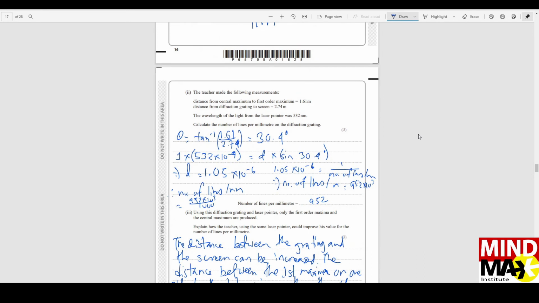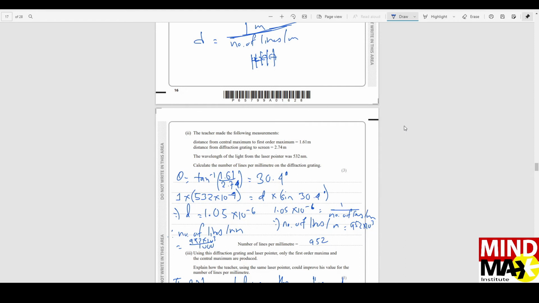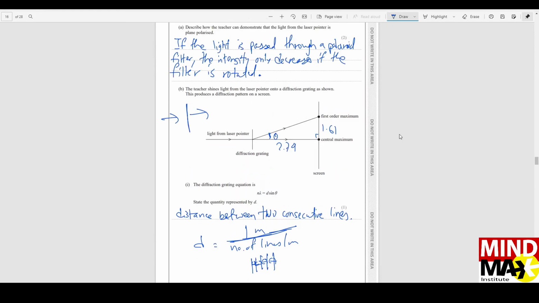Then calculate the number of lines per millimeter on the diffraction grating. So we have to use the formula n lambda equals d sine theta. n is the order, and as you can see, it's the first order, so the value of n is 1. Lambda we know from here, 532 times 10 to the power minus 9. We have to find the value of d, and the theta value we have to find from this one, because here the distance between the grating and the screen is 2.74, and the distance between the central and the first maximum is 1.61.